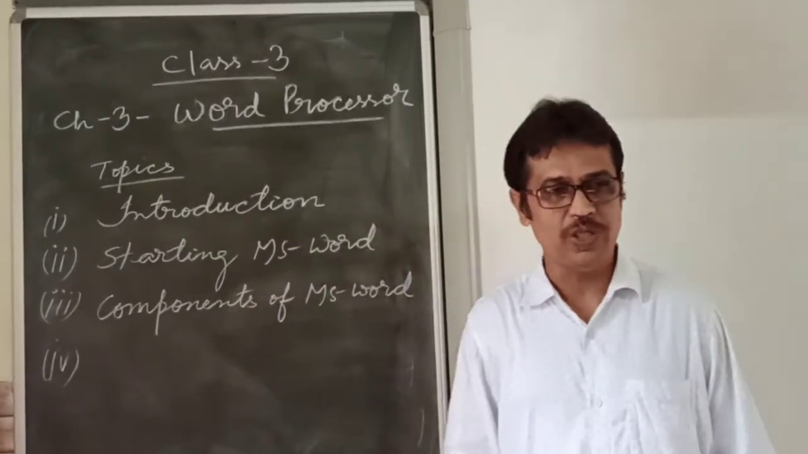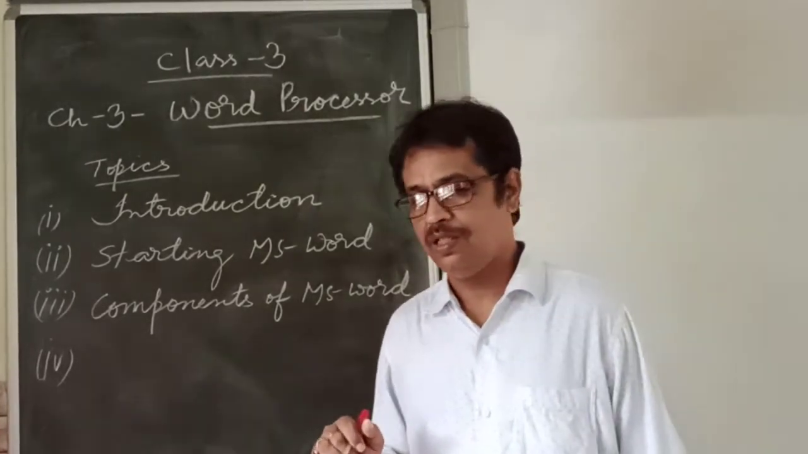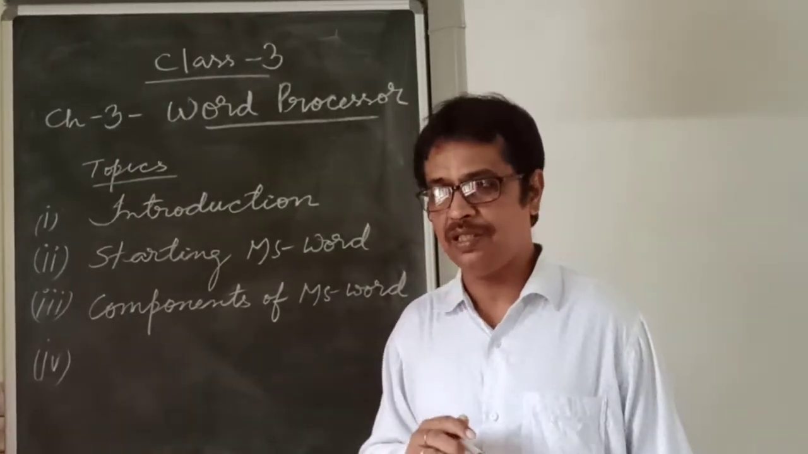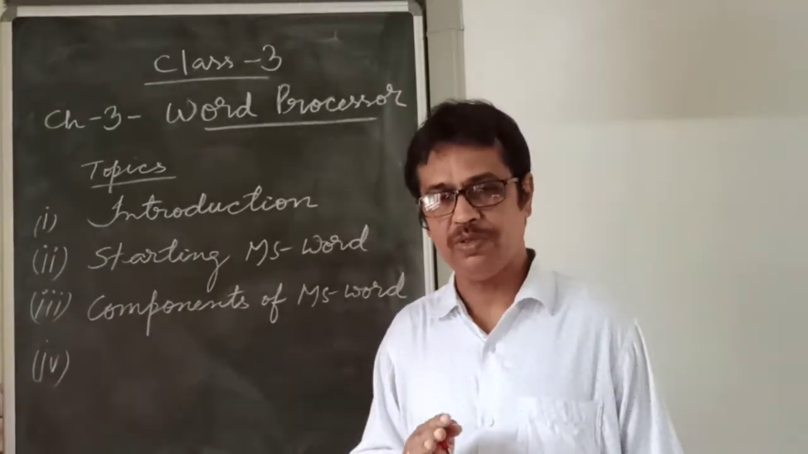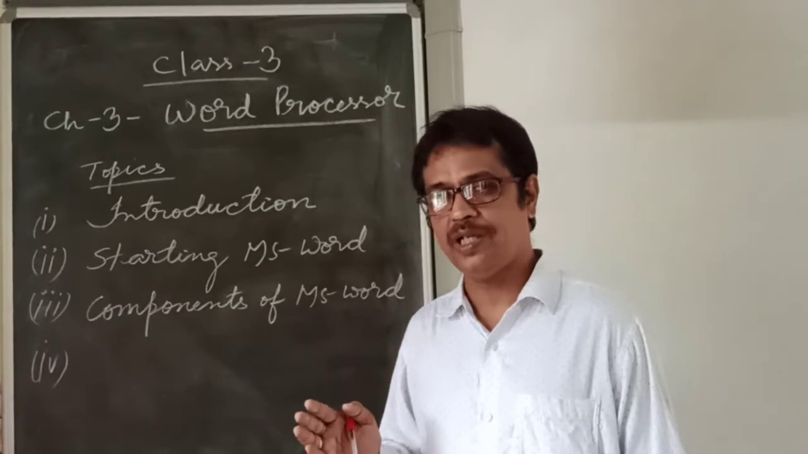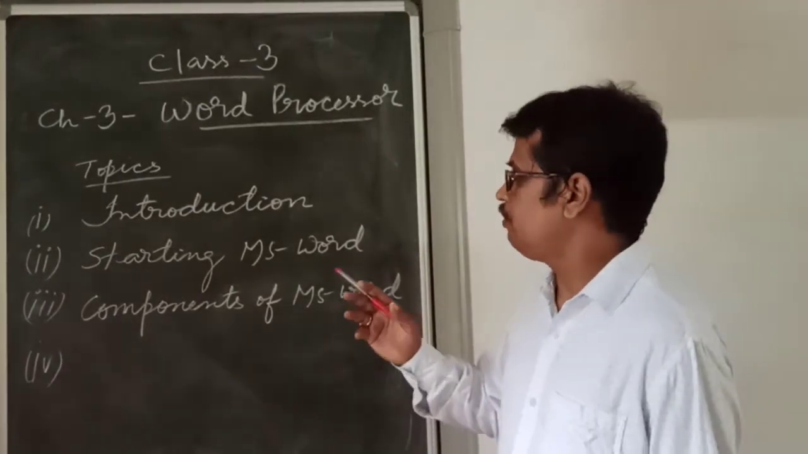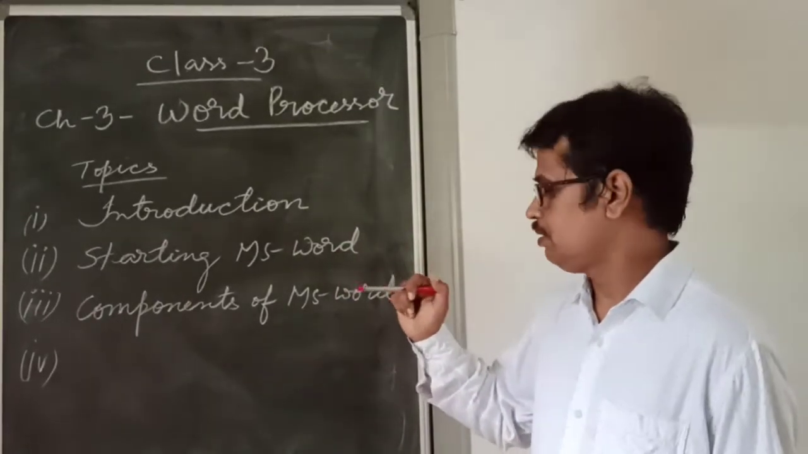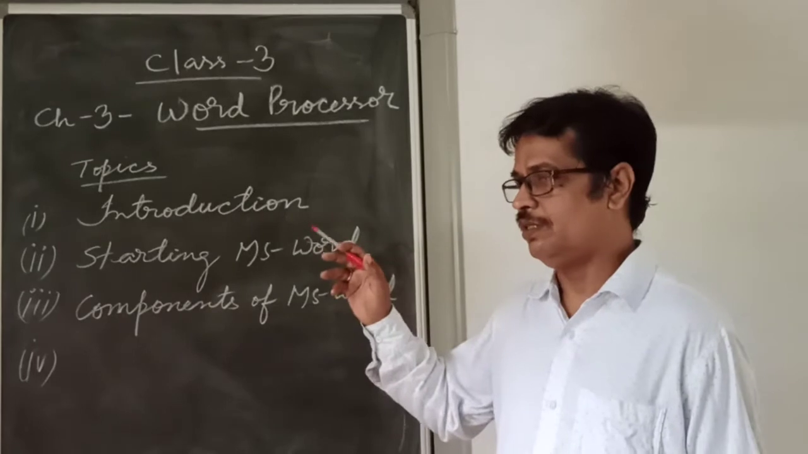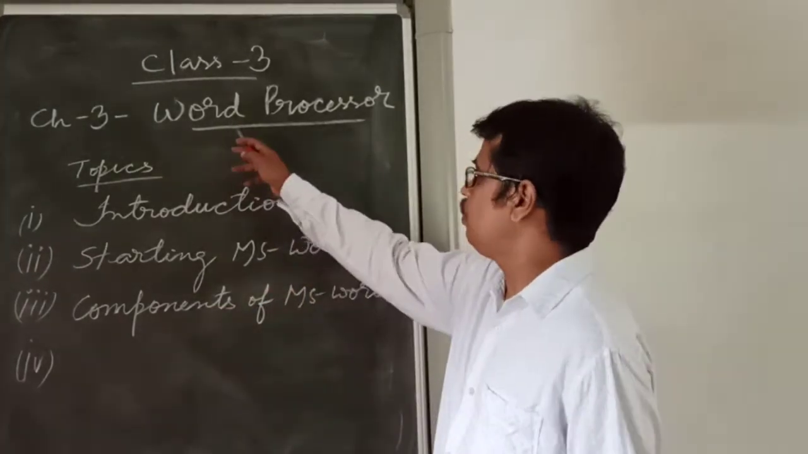What is MS Word? MS Word is an application software. If you can remember, in class 3 you have learned the types of software. There are 2 types of software: system software and application software. So MS Word, which we are going to discuss today, is also called a word processor. MS Word is an application software. Here it is written word processor.